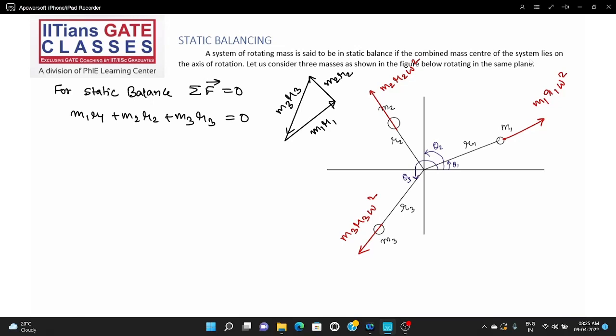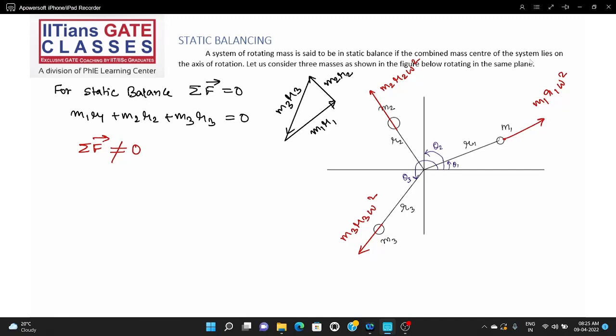Now, what if static balance is not zero? What if the summation of forces is not equal to zero? Then we have to add a mass. If the summation of force is not equal to zero, then we have to add another mass at some angle and some distance so that the overall center of mass lies on the axis of rotation.